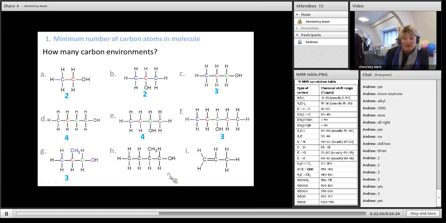Yep, okay. And then what I've got here, though, in H, it's not symmetrical. Because I've got an ethyl here and a methyl, so it's not symmetrical like 2 methyl groups here. So I've got 5 carbon environments here. And if you look at the recording, you can pause the video and just count what groups are attached to each one. And finally, for the last one, would you like to have a go at how many carbon environments there are?